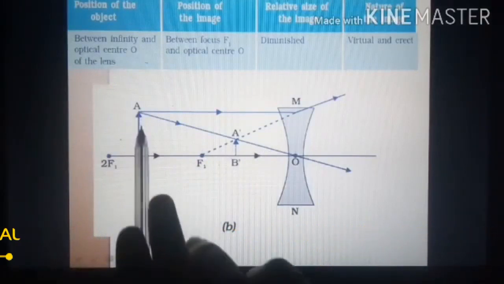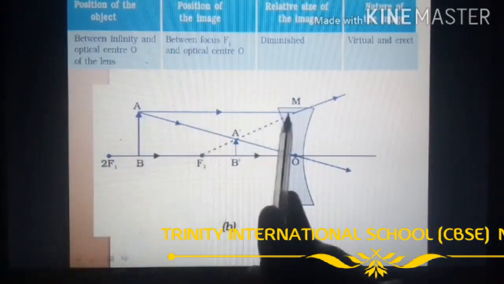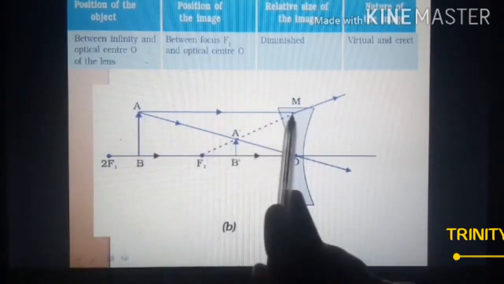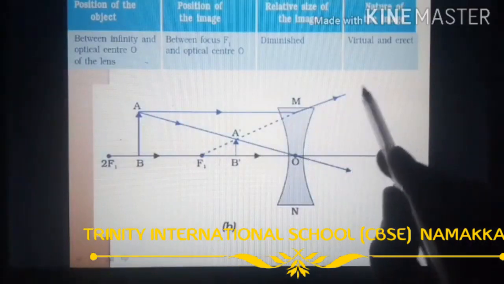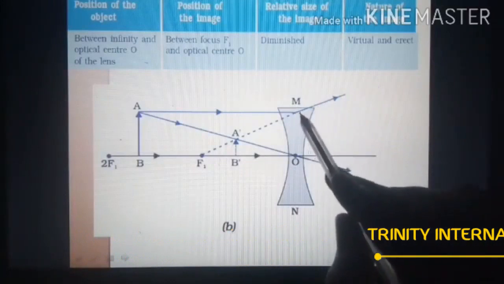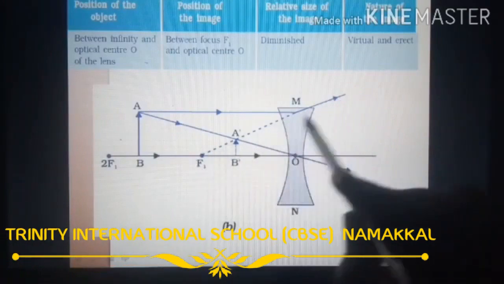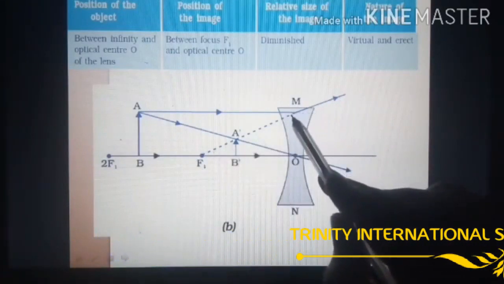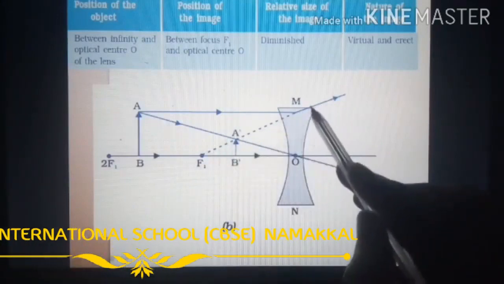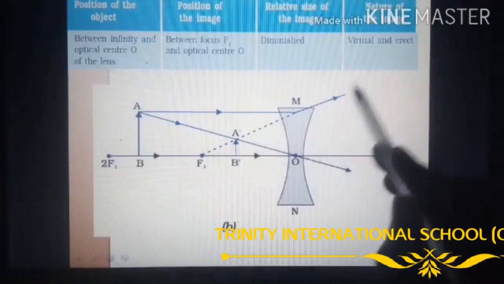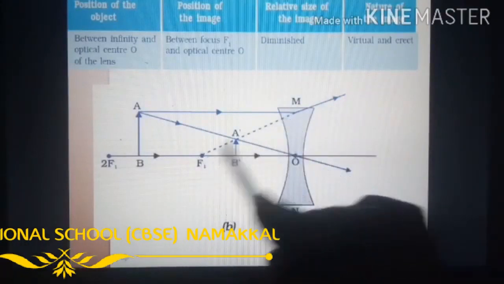So AB is the object. In order to find the image we have to take two rays. The first ray is parallel to the axis. After refraction, in the case of a concave lens, it diverges in this direction, which means that to draw the diverged emergent ray, you just start from the focus. The parallel ray in the case of a concave lens appears to diverge from the focus. So extend this line and it will meet at the focus. So this is the first ray.